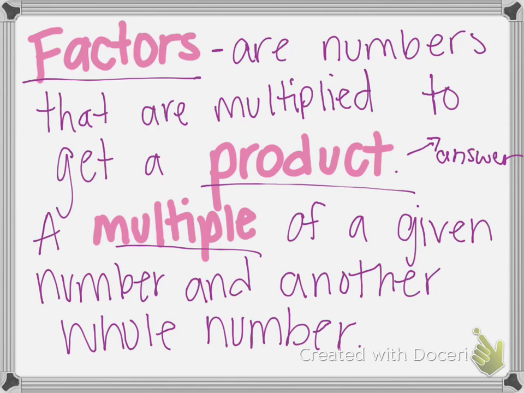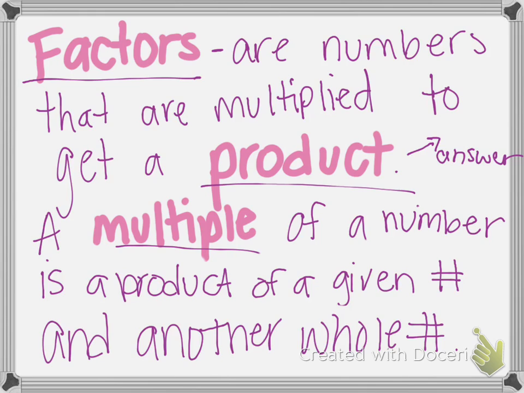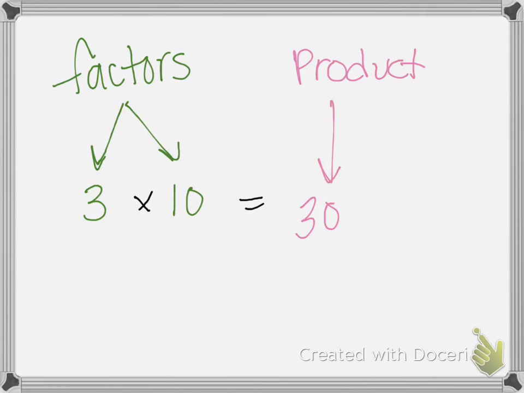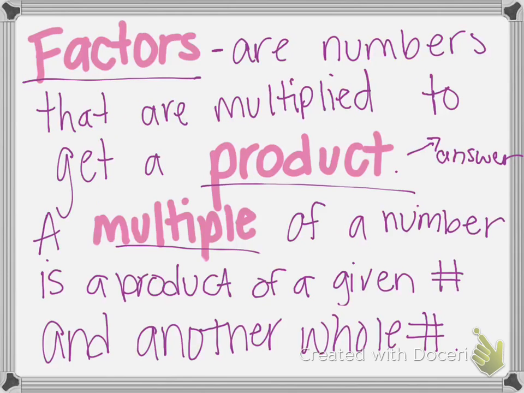A multiple of a number is a product of a given number and another whole number. So once you have that written down, I'm going to show you what I mean when I'm talking about these three words. So 30 is a multiple of 10, and 30 is a multiple of 3. All that is saying is that your factors are the two or more numbers that you are timesing together, and the product is your answer.